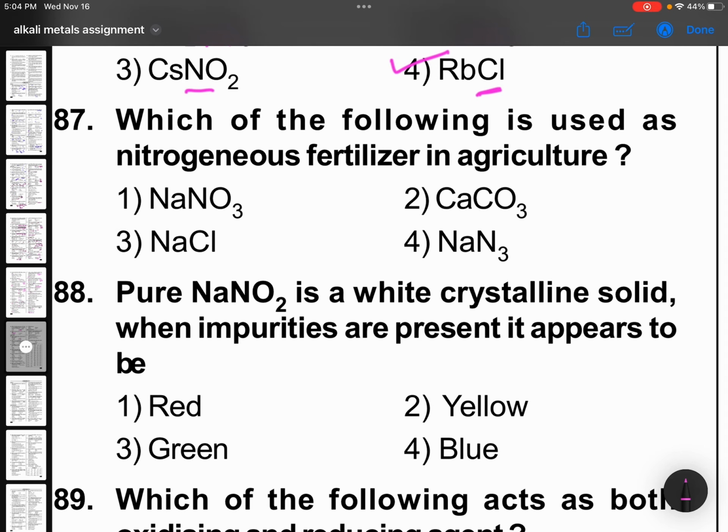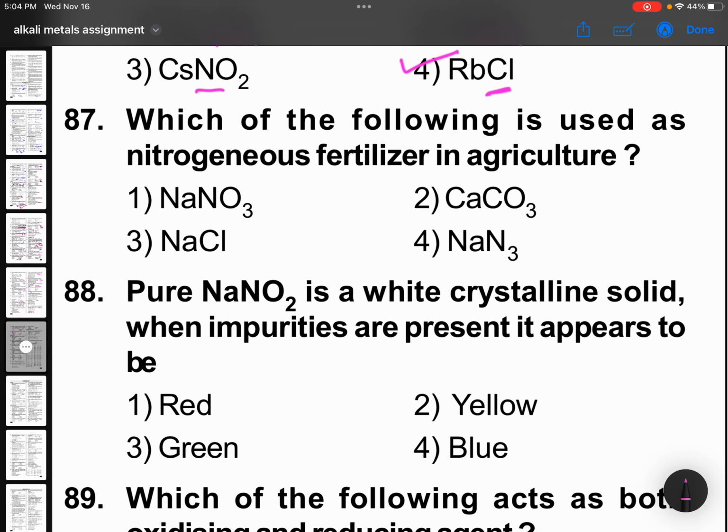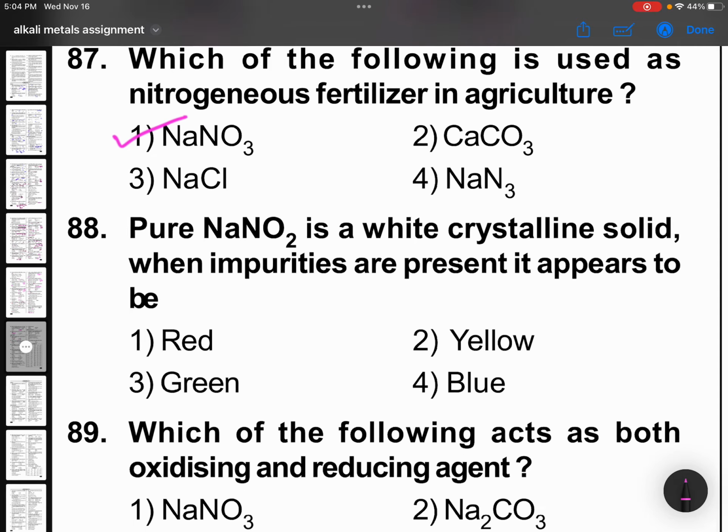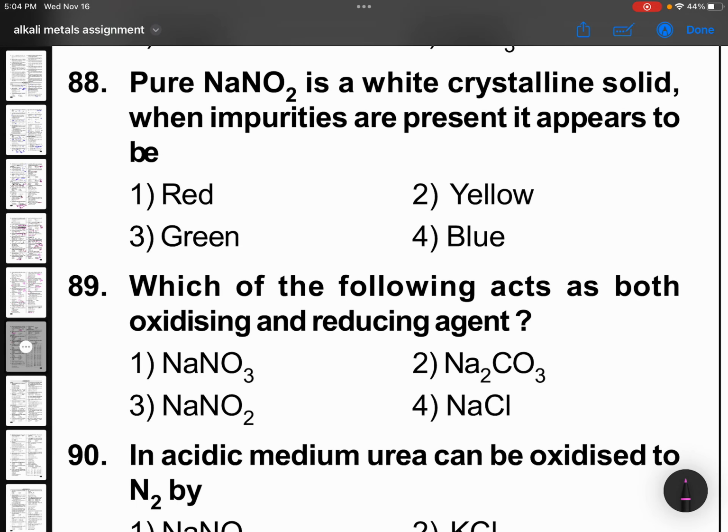Which of the following is used as nitrogenous fertilizers in agriculture? These are all memory based questions. You need to remember all this. NaNO3. NaNO3 is called Chile saltpeter. Indian saltpeter is KNO3. Pure NaNO2 is a white crystalline solid. When impurities are present, it appears to be.